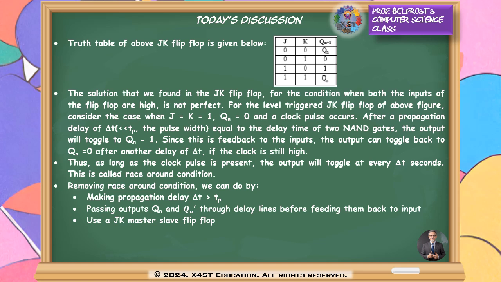The first thing is to make the propagation delay delta t greater than Tp, the pulse width. The second trick is to pass the outputs Qn and Qn complement through delay lines before feeding them back to the input. And the third thing is using a JK master-slave flip-flop. I'll introduce this third solution in this presentation.